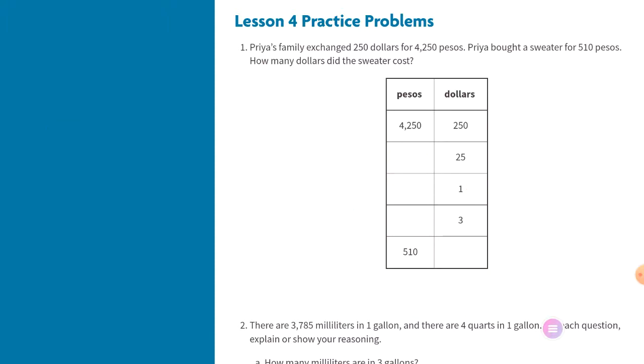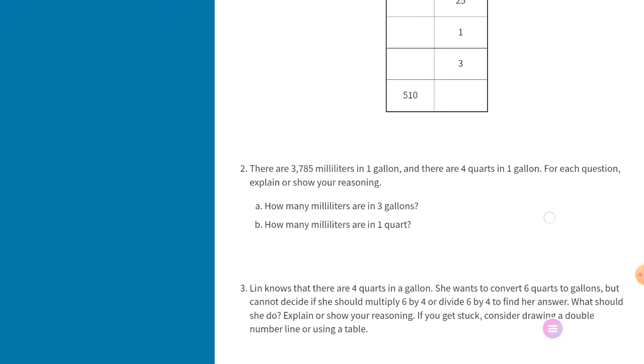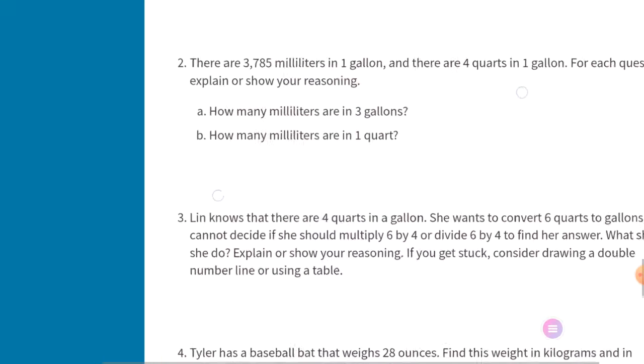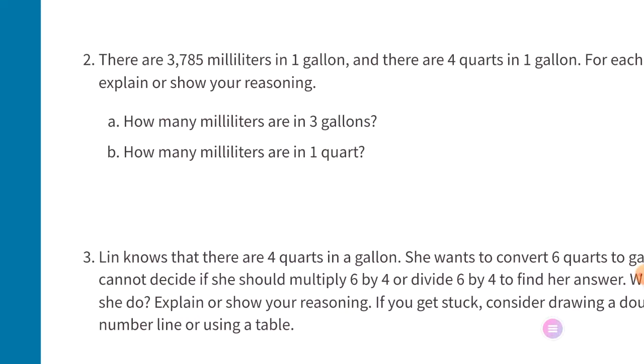Number 2. The second part was a little bit trickier, but once I show it to you, you'll be like, oh, that was easy. There are 3,785 milliliters in a gallon, and there are 4 quarts in a gallon. For each, explain or show your reasoning. Part A, how many milliliters are in 3 gallons? Ethan, what ratio should you have started with?